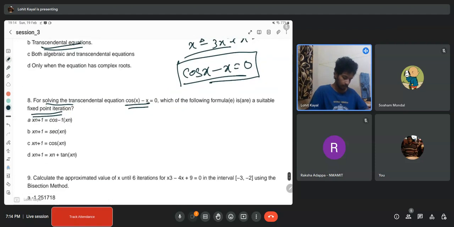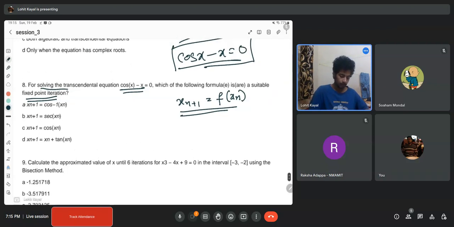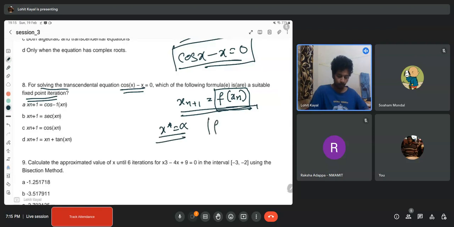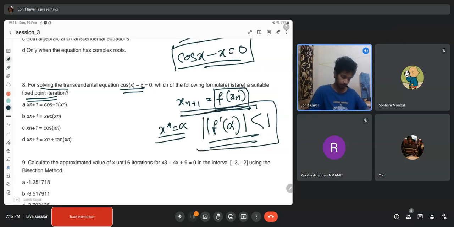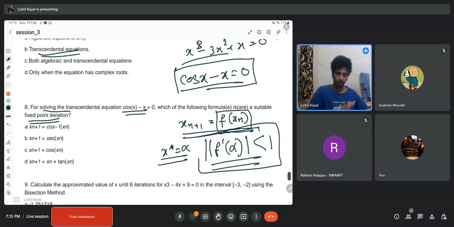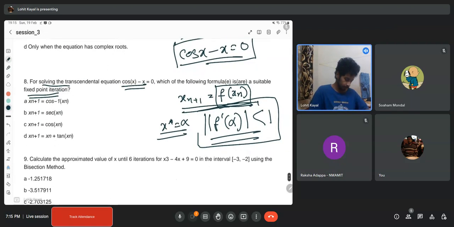Now for the fixed point iteration case, how do we represent it? This is x_{n+1} equal to f of x_n. The solution will converge if x star equal to alpha, where alpha is the root, and if mod of f prime alpha is less than 1, then the solution will converge. So this is the criterion for that. We will use this criterion and solve many problems.